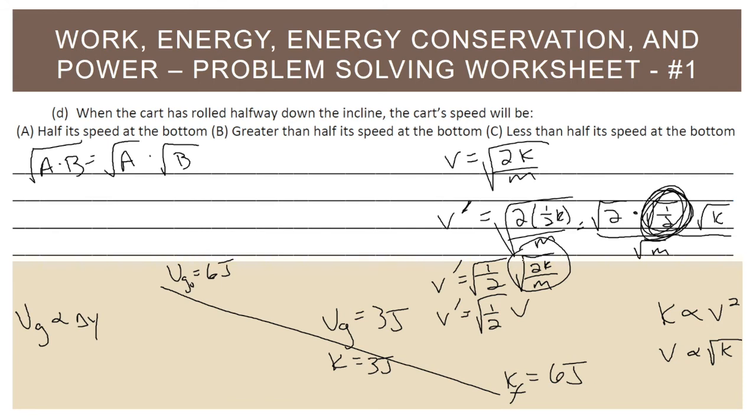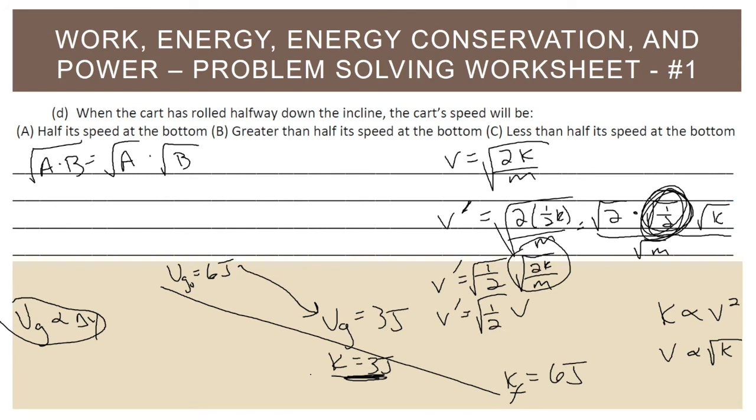So, halfway down the ramp, because the gravitational potential energy is directly proportional to the height, when this height gets cut in half, because the object is at the halfway point down the ramp, the gravitational potential energy gets cut in half from 6 joules to 3 joules. Because energy is conserved, that 3 joules of gravitational potential energy that was lost gets converted into kinetic energy, meaning at the halfway point, there's 3 joules of kinetic energy.